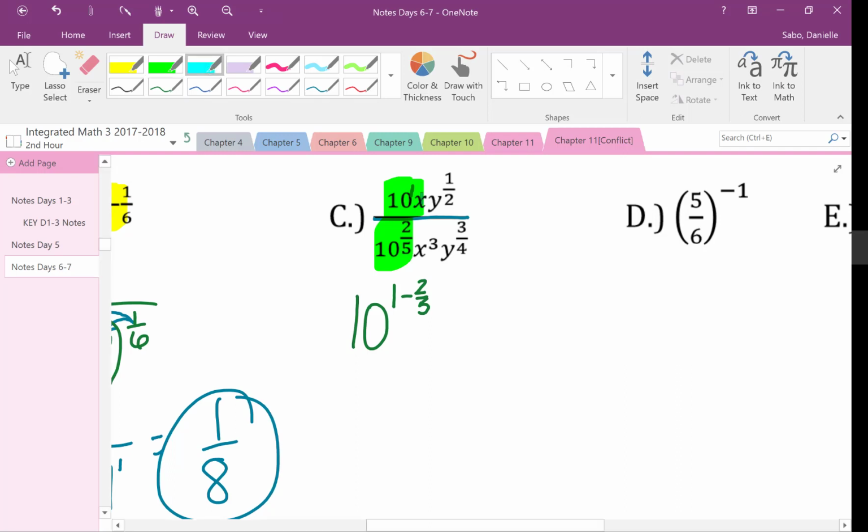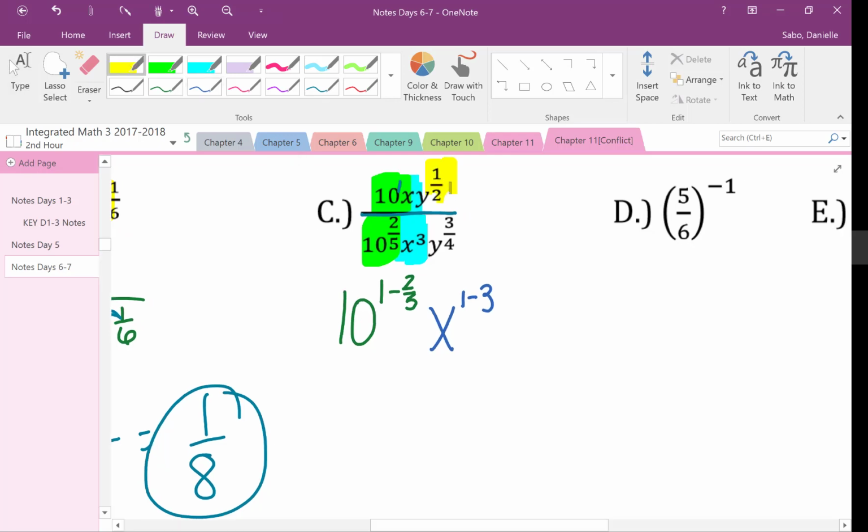And then I have this guy in blue. What am I going to do here? X to the what? 1 minus. Very good. I'm just going to write them all out just so you can see them. Maybe some of you are quicker than others and will be able to do it faster, but I'm going to write it all out for the first round. Then I have this guy in yellow. How am I going to write that one out? Yeah, it's the 1/2 minus 3/4.